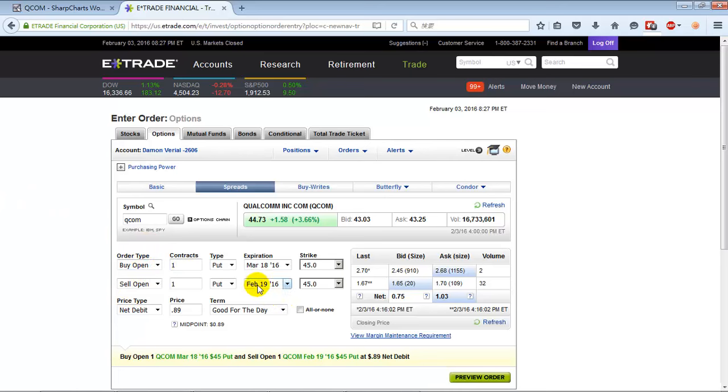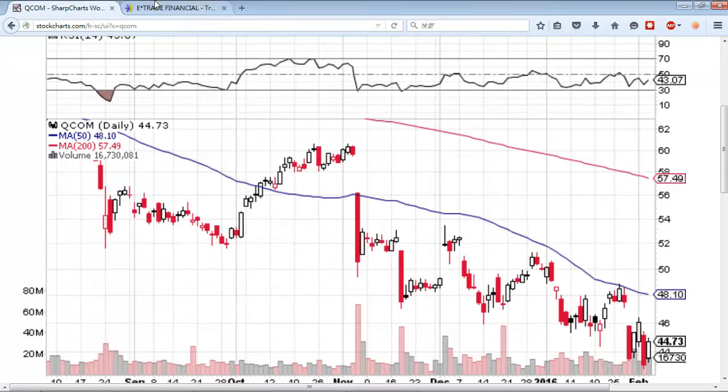Well, you see how the expiration date is February 19th? What you're going to do is close hopefully on the 19th, but you can close anytime during that week of the 19th. And you're going to just close that entire position. You're going to sell to close, you're going to buy to close, and you're going to close that on February 19th.